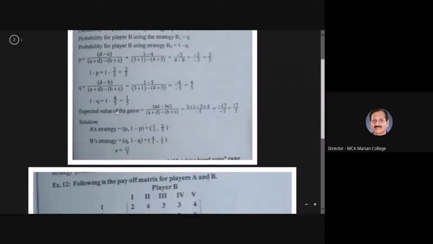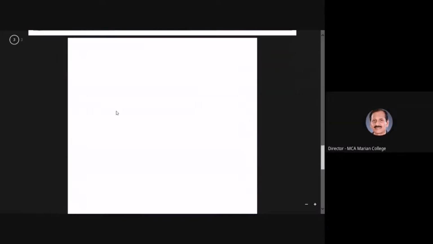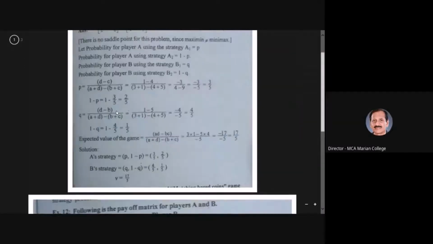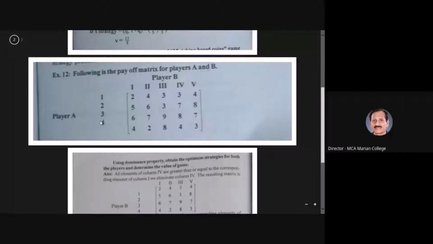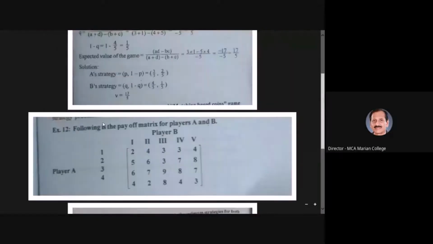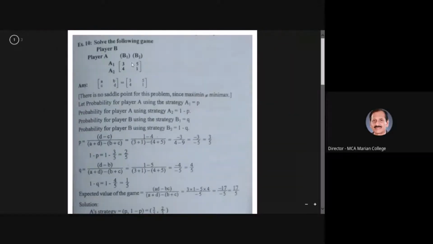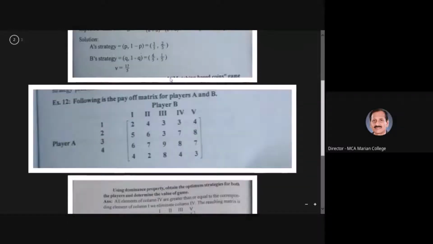The next one is the dominance method. So by using dominance property, we can solve the game theory. The difference between the probability method and the dominance method is that in the probability method it should be a 2x2 matrix. Otherwise, we cannot apply the probability method.